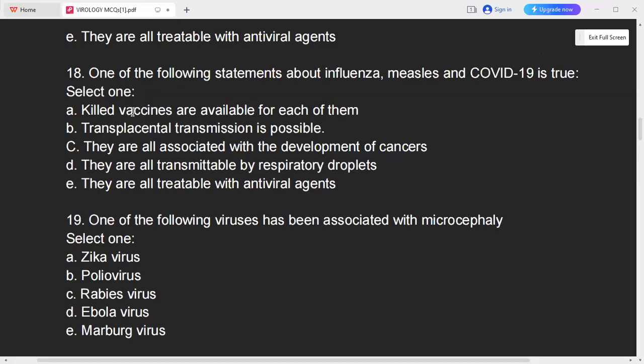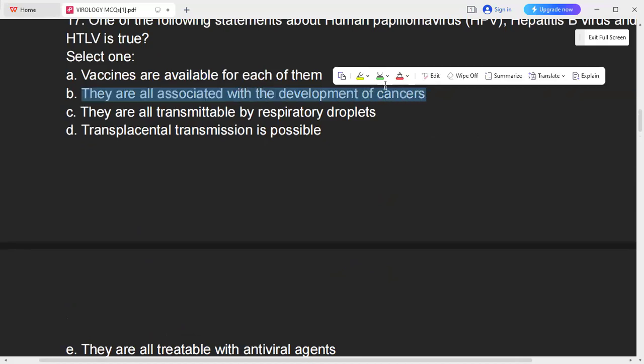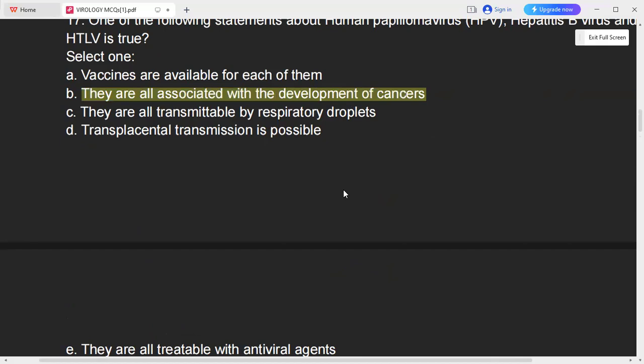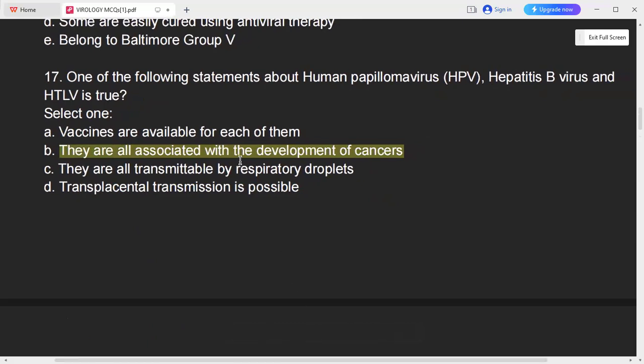Good. I'm seeing most of you have said... sorry, this is the question. B, they are all associated with development of cancers. So let's eliminate the choices. We have vaccines are available for all. Is it true? HPV has a vaccine. Hepatitis B has a vaccine. But is there a vaccine for HTLV?